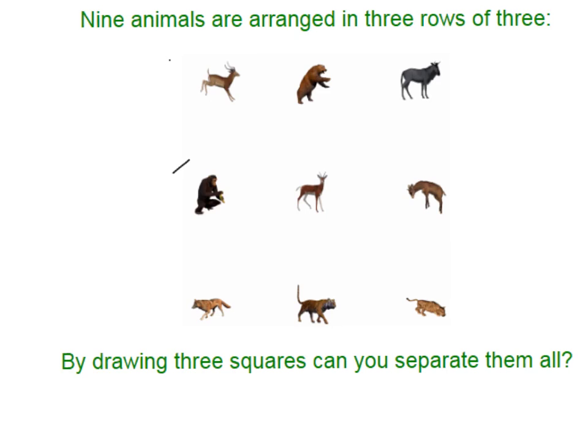Nice little starter here if you want the solution. 9 animals arranged in 3 rows of 3.